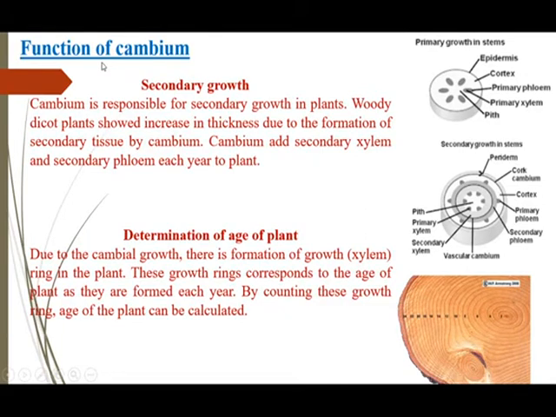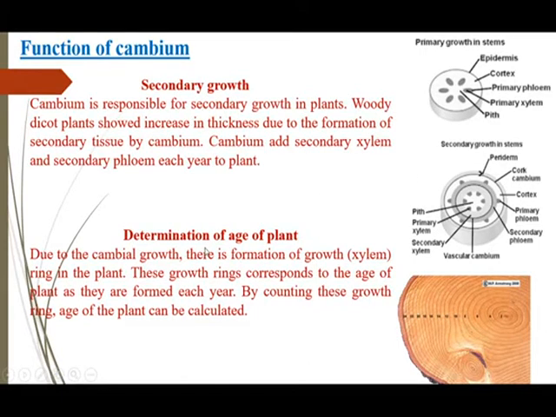Function of cambium. Cambium is responsible for secondary growth in plants, that is increase in the thickness. The primary tissue is made up of primary phloem, primary xylem, cortex, epidermis and pith, whereas in secondary tissue there is increase in the thickness and it is made up of secondary xylem, secondary phloem and cork cambium.